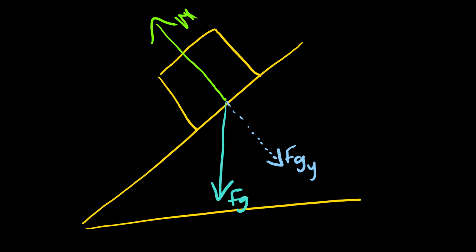It depends whether you use the tail to tail or tail to head method. If you're using the tail to head method, our second gravitational force component will be here, and then this red one we say is Fgx. Fgx is always parallel to the surface. If we use the tail to tail method, our Fgx will be here.